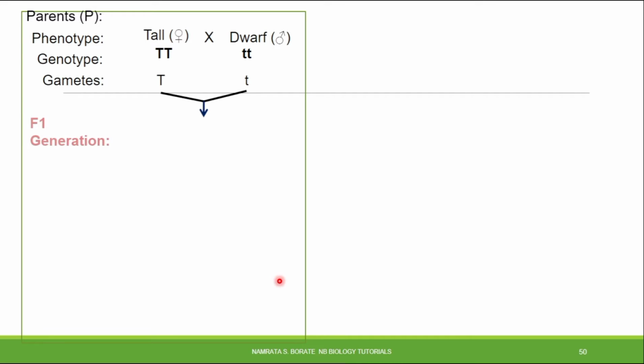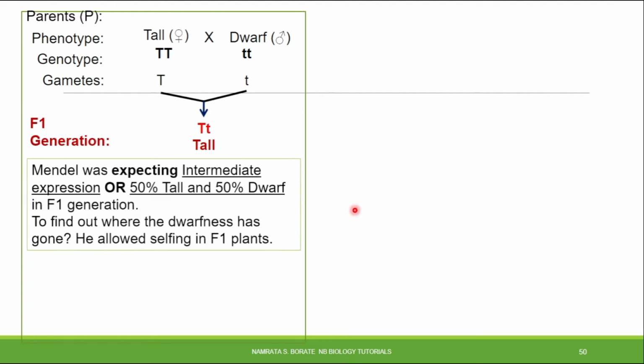Let me see this example, that is the parent selected. What's the phenotype? Phenotype is tall, and dwarf is the recessive one. The genotype is capital T and small t. Afterward, there is a formation of gametes, that is capital T and small t. The F1 generation which is obtained, all the plants are tall plants, but these are hybrid tall. What was Mendel expecting?